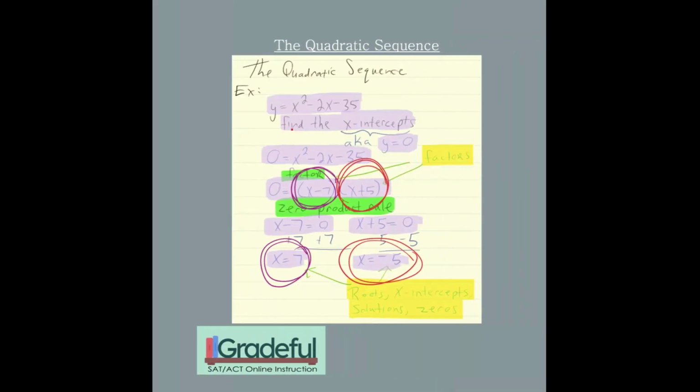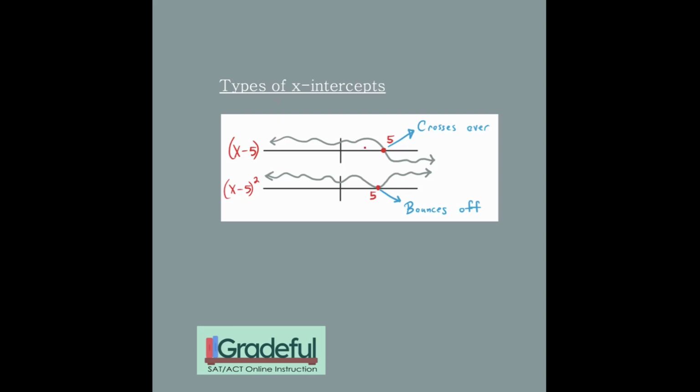So we've already talked about how this relates to the quadratic sequence. Now, let's talk about the different types of x-intercepts you can have. If a function is just kind of moving around, doing its thing, and when it crosses the x-axis, it crosses the street, that would be, most likely, a factor to the first power, what we might refer to as a single root. If, on the other hand, our function is just going around doing its thing, and when it hits the x-axis, it bounces off like a wall, that's what we would refer to as a double root, something to the second power.